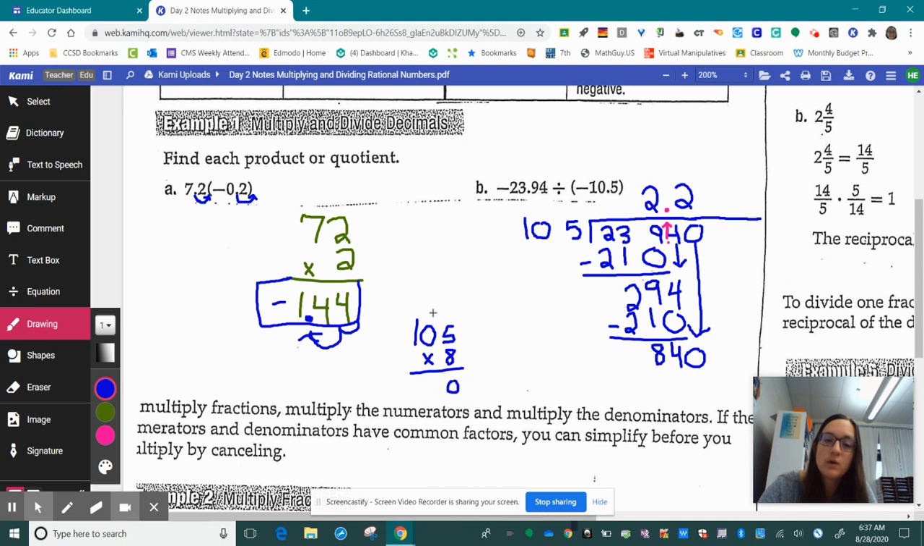So we have 8 times 5 is 40. 8 times 0 is 0, plus 4 is 4. 8 times 1 is 8. Oh my goodness, it's exactly what we were looking for. So we have our 8 there, and 8 times 105 gave us our 840, which gives us a remainder of 0. That was the toughest division problem you will have to do at this point. So they have the same sign, so it is positive. So that's our answer.